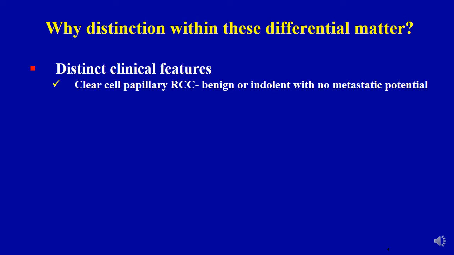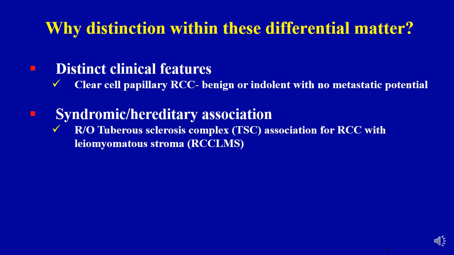So why does this distinction matter? There are several reasons. Number one is that now we know that clear cell papillary renal cell carcinoma is essentially a benign or indolent entity with no metastatic potential. I discussed that RCC-LMS has a hereditary counterpart in tuberous sclerosis complex patients. So it is very important to rule out that hereditary complex when you see a tumor with renal cell carcinoma with leiomyomatous type of morphology.